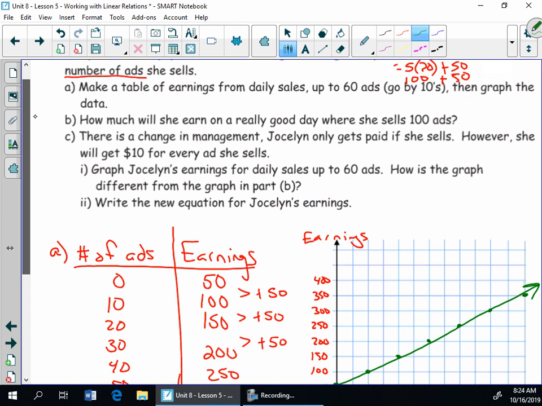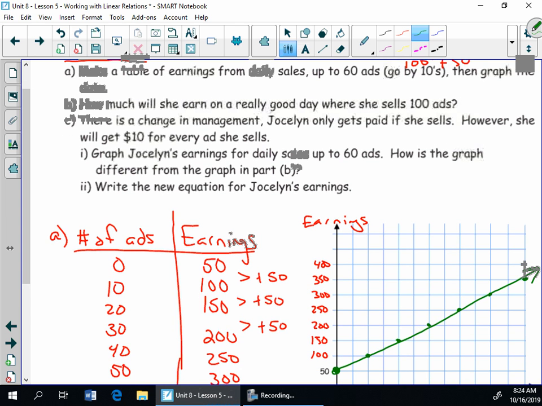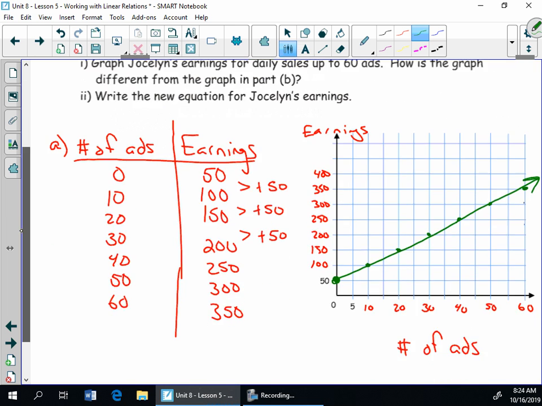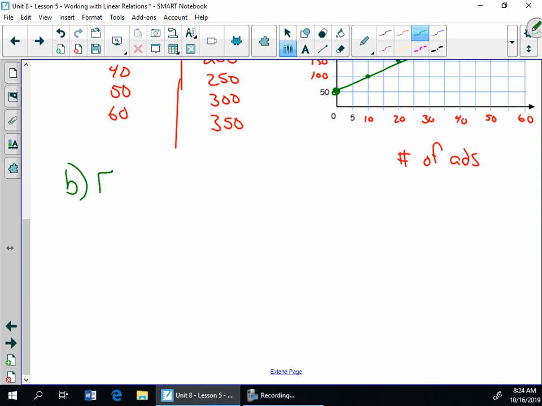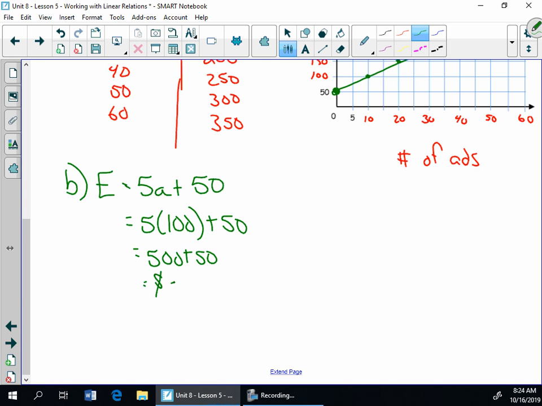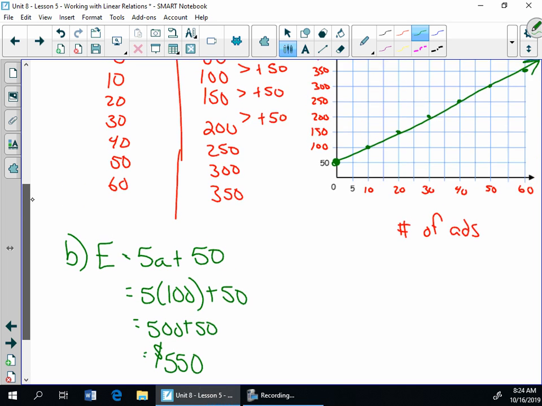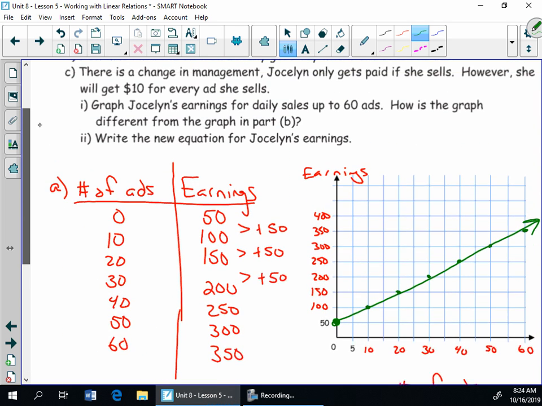Okay. How much will she earn on a really good day where she sells 100 ads? Well, I can't find that one on my graph, but we don't really need a graph if we have an equation. Right? She sells 100 ads. And do our math. And she's going to make $550. The same way we found all the other values in the equation, just skipping over a bunch of them.